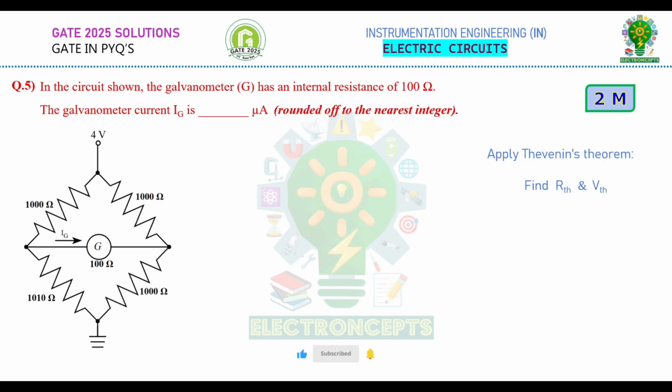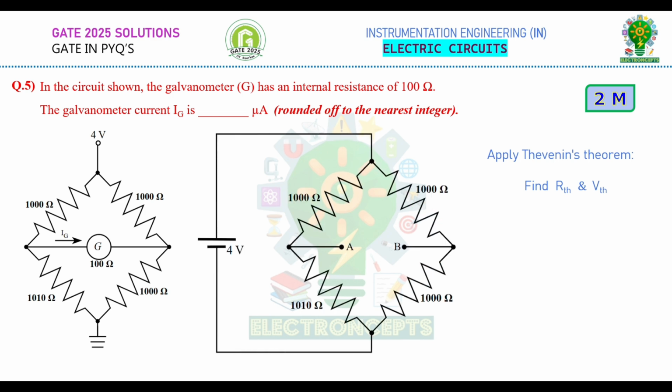Question number 5. This is a GATE 2 marks question. In the circuit shown, the galvanometer has an internal resistance of 100 ohms. The galvanometer current is. To solve this circuit, let us apply Thevenin's theorem. We can solve this circuit in many ways by applying mesh or nodal analysis, but Thevenin's theorem makes this problem easier. So let us apply Thevenin's theorem for this problem. Let us remove the galvanometer and redraw the circuit.